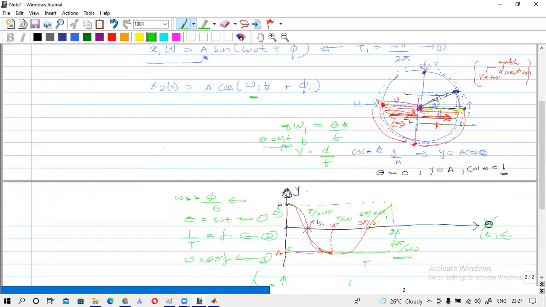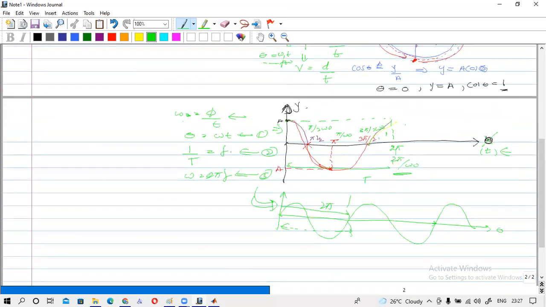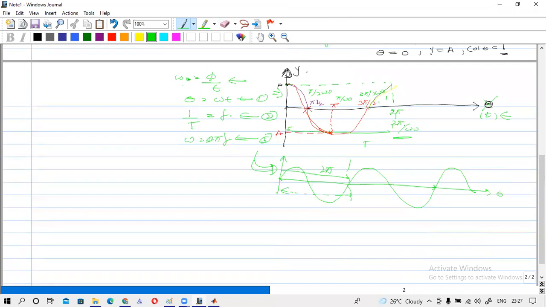So I think you get the idea. You need not consider this circle actually. If you can't understand this concept, that is okay. The only thing you have to remember is the pattern of the cos signal and the pattern of the sine signal. These two pictures you should keep in mind.